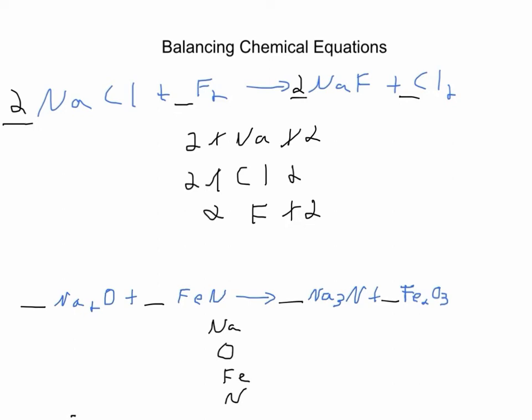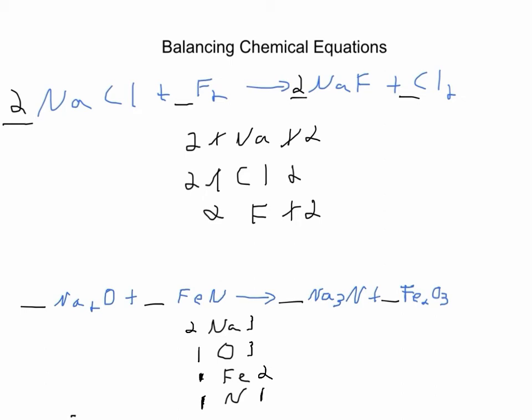On the left, we have 2 sodiums. On the right, we have 3 sodiums from the subscripts, so 2 and 3. On the left, we have 1 oxygen. On the right, we have 3 oxygens. On the left, we have 1 iron. On the right, we have 2 irons. On the left, we have 1 nitrogen. And on the right, we have 1 nitrogen. So we have to balance this.